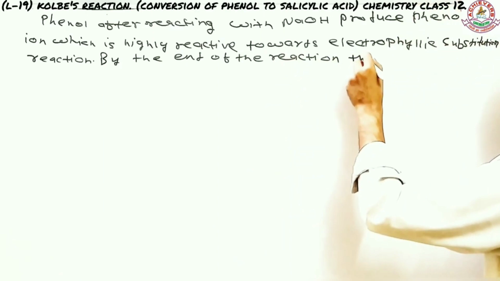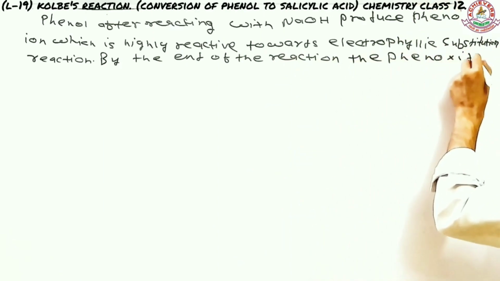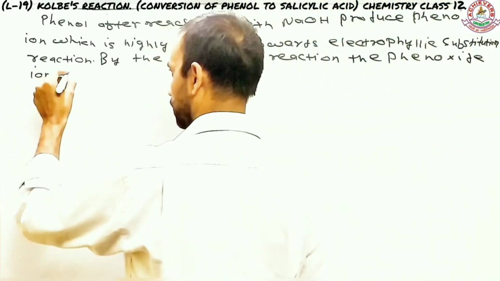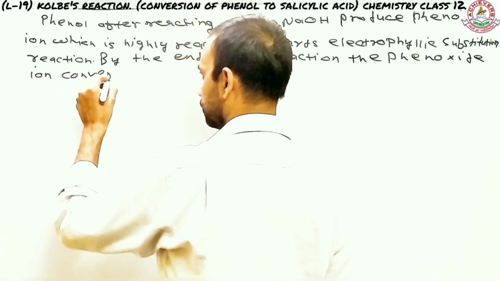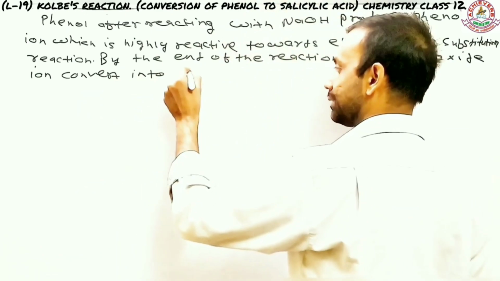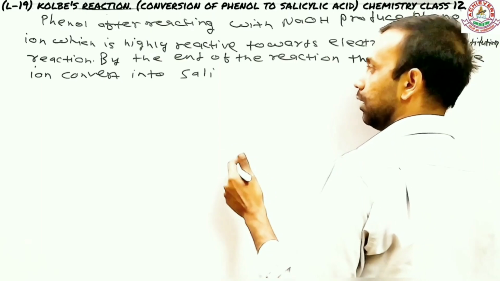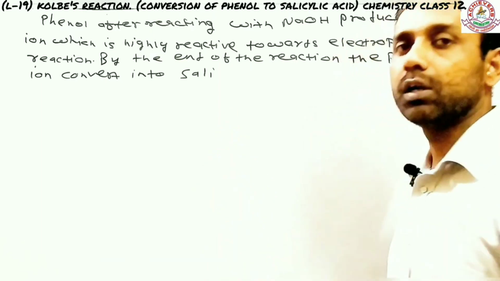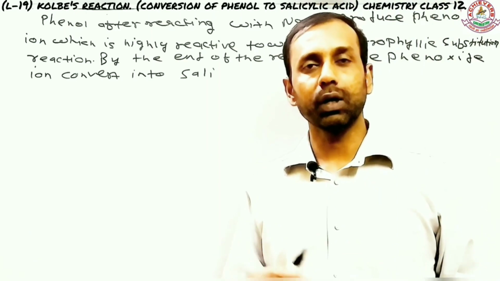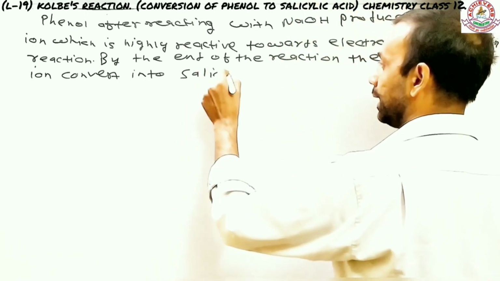the phenoxide ion converts into salicylic acid. You remember something very important I did just a couple of days back. Topic, it was called acetylation of salicylic acid, where I made you go through how aspirin is produced. So that's the product coming out to be converted into salicylic acid.